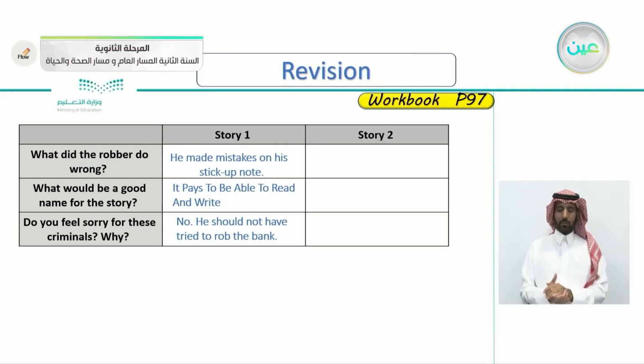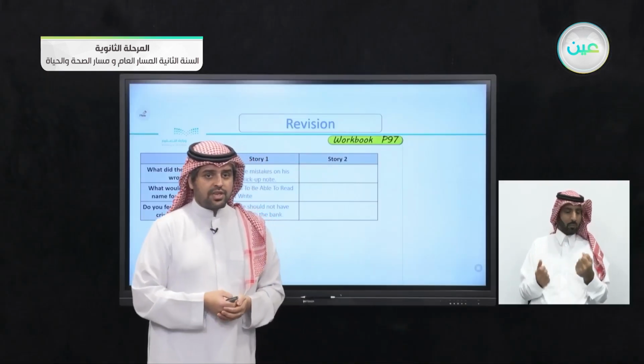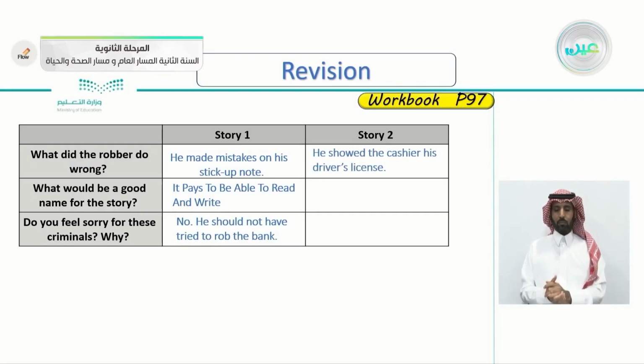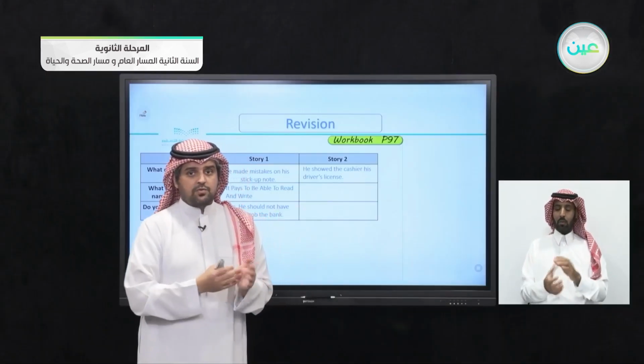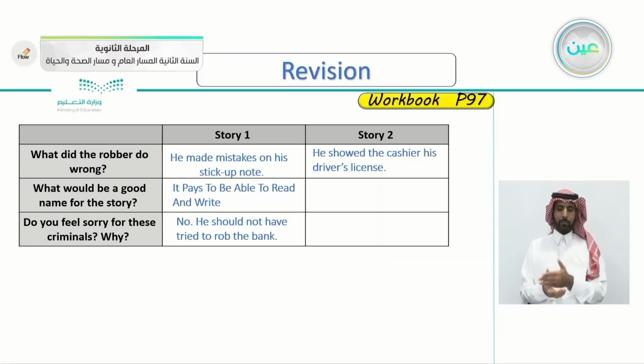The second story, the robber with the driver's license. What did he do wrong here? He showed the cashier his driver's license, a little piece of paper with all his information, which was a big mistake.